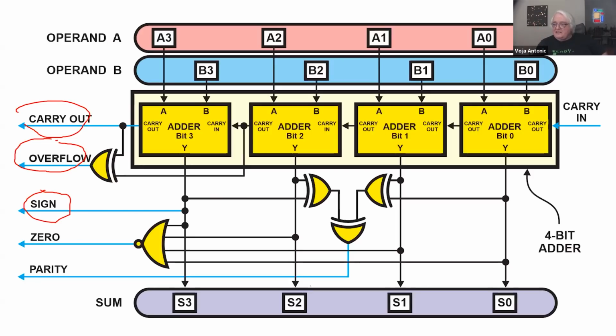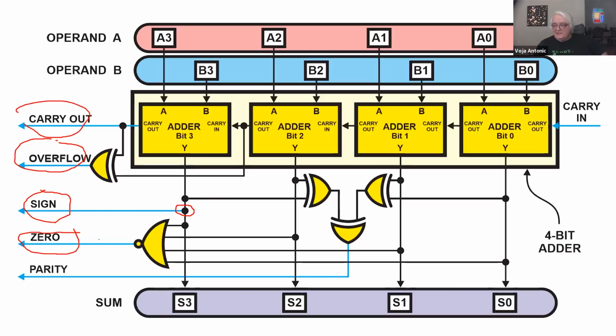So sign is normally in two's complement notation. Sign is the state of the most significant bit. Zero is set when all outputs are 0. So when you have 0, 0, 0, 0, then this zero is 1.